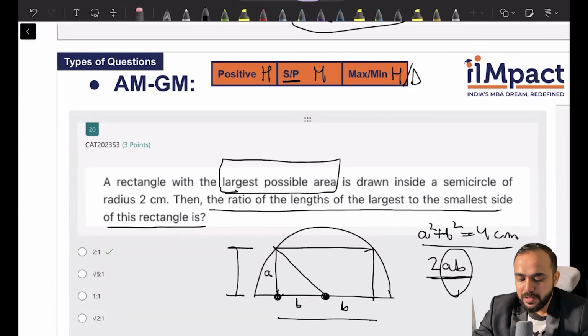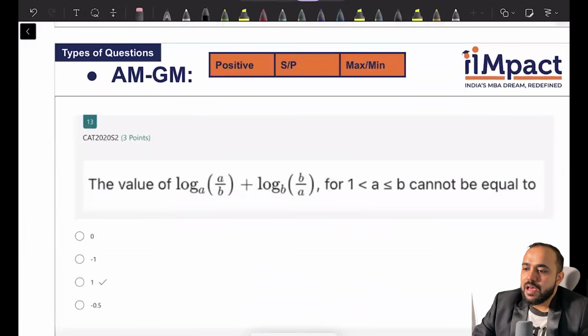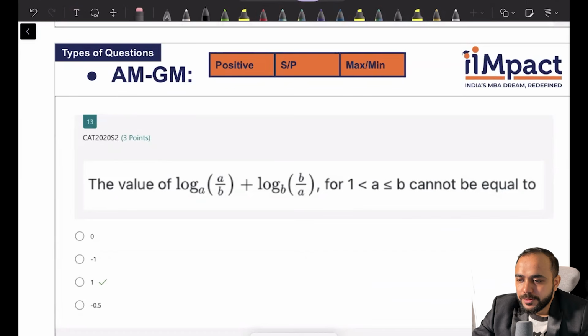Correct? Equality will happen when the terms I'm using to write AM-GM are equal to each other. So A square is equal to B square, or A is equal to B, which means the ratio of the side is what? 2B by A, which is 2:1. Okay, value of log A by B base A plus log B by A base B for 1 less than A less than equal to B cannot be equal to.